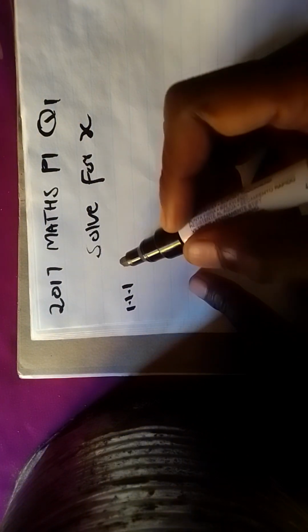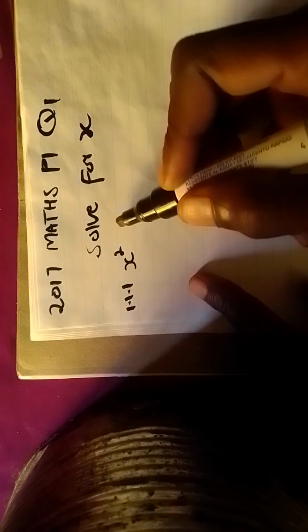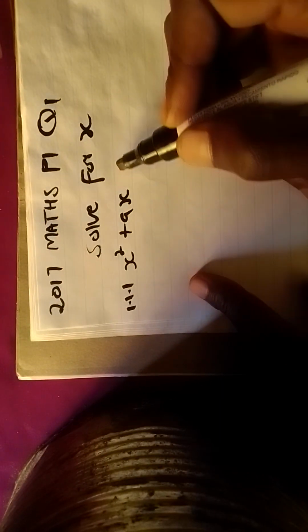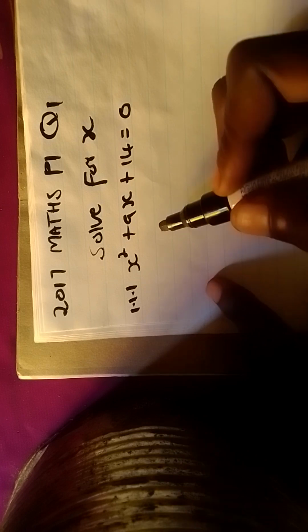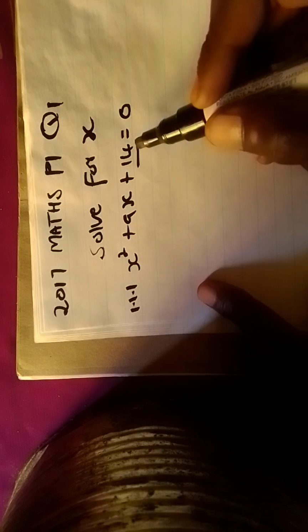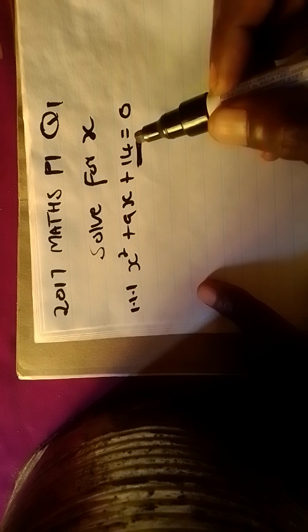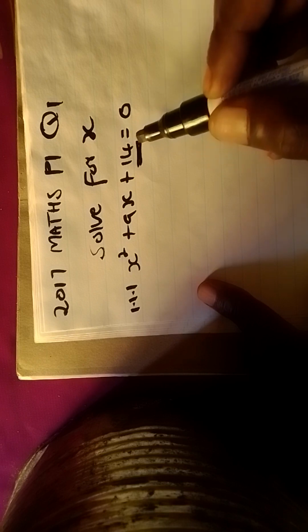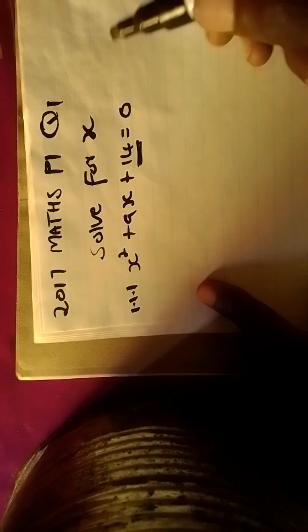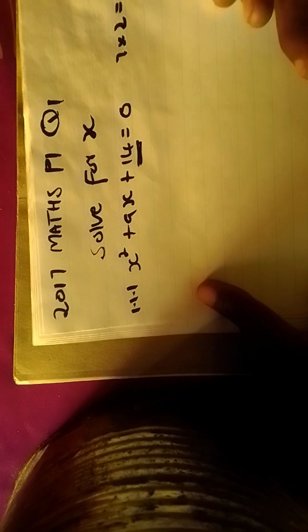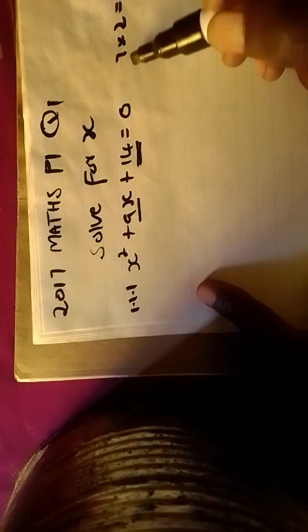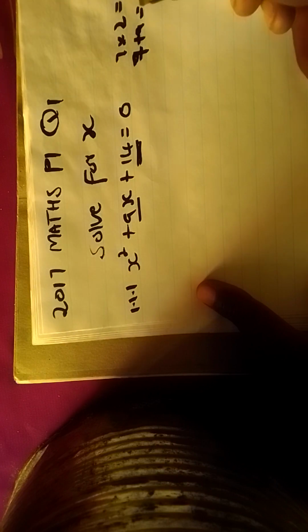Question number 1 says x squared plus 9x plus 14 is equal to 0. This one was easy, simple. We start here: two numbers that when we multiply them together give us what? 14. Now it's 7 and 2. 7 multiplied by 2 gives us 14. How do we check this one? 7 plus 2 gives us what? 9.